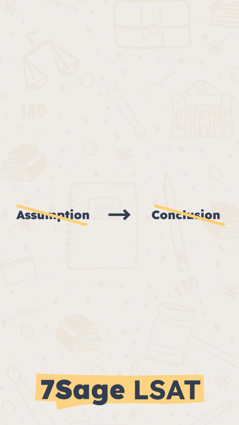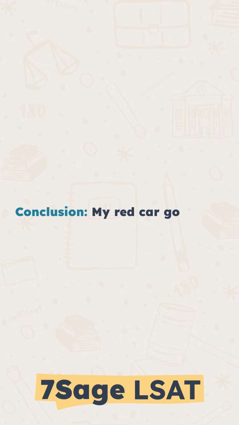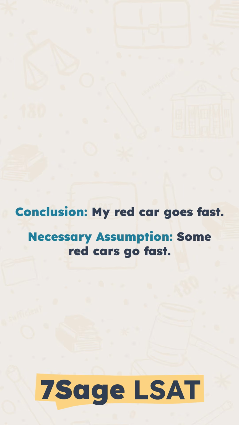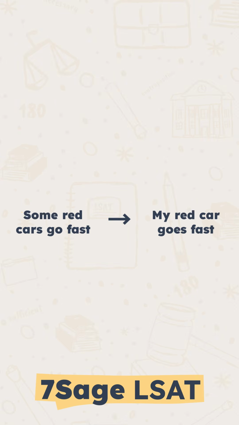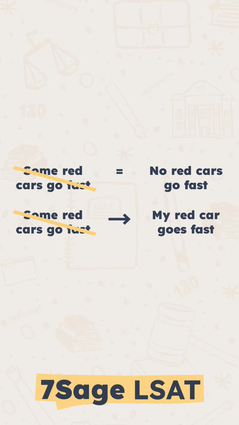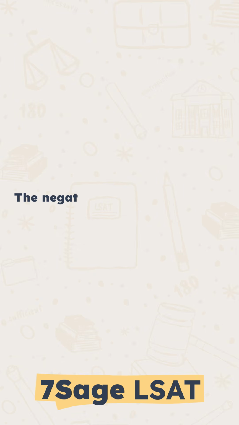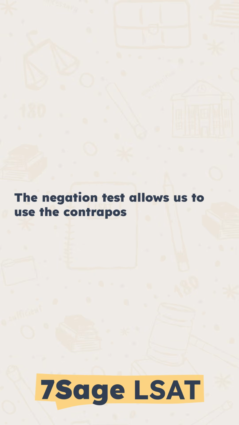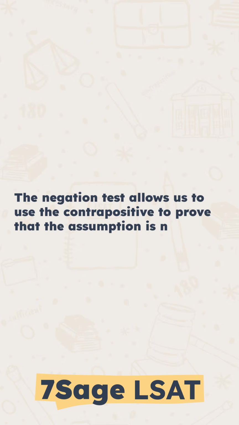Let's go back to the fast red cars example. Let's say my conclusion is my red car goes fast. A necessary assumption would be that some red cars go fast. Why? Because if we negate this statement, the result is no red cars go fast. And if no red cars go fast, then my red car can't go fast. The negation test allows us to use the contrapositive to prove that the assumption is necessary.